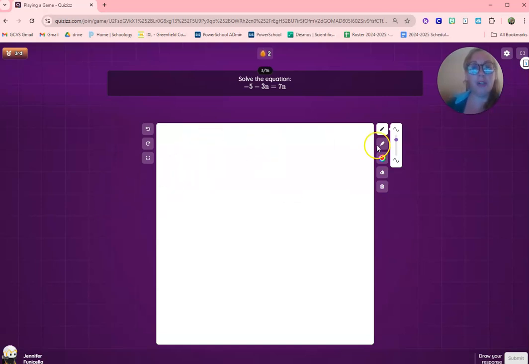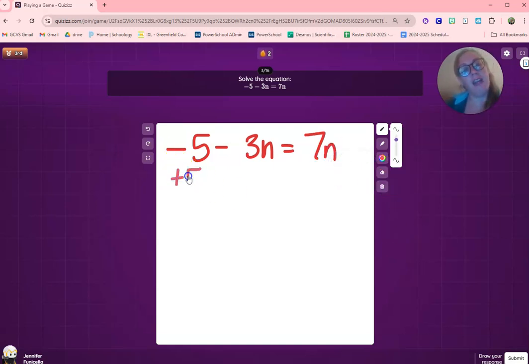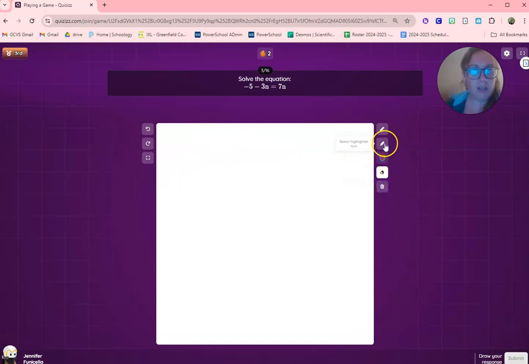Number 3, we have a little whiteboard so you can practice writing it on your own. So we have a -5 minus a 3n equals a 7n. So the first thing we're going to do is get rid of that -5. Actually, we're not going to do that because where's my eraser tool? What we're going to do actually is move that -3n to the other side. Okay, I'm going to start it over. It wouldn't let me erase that one thing for some reason.